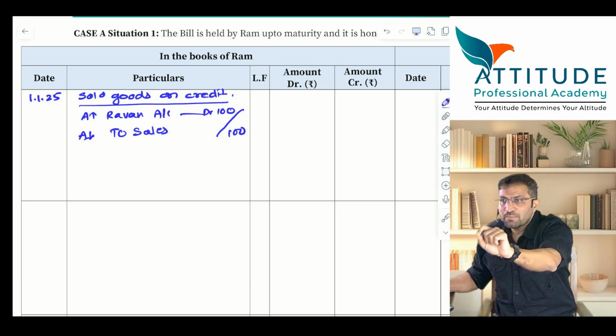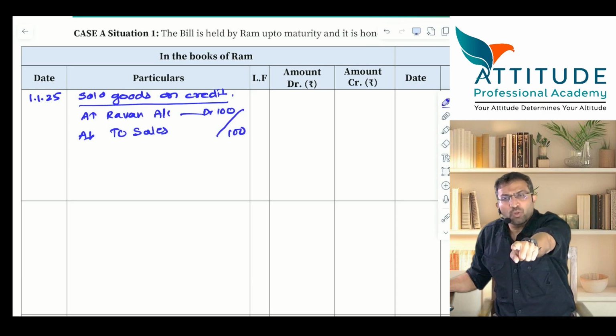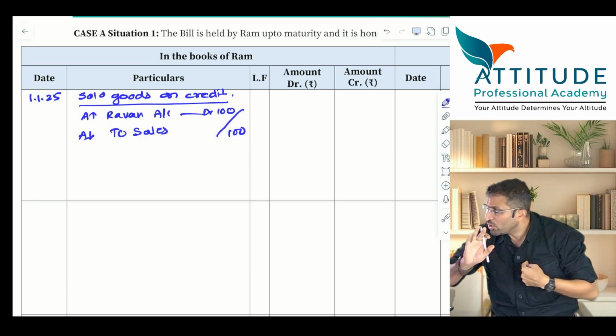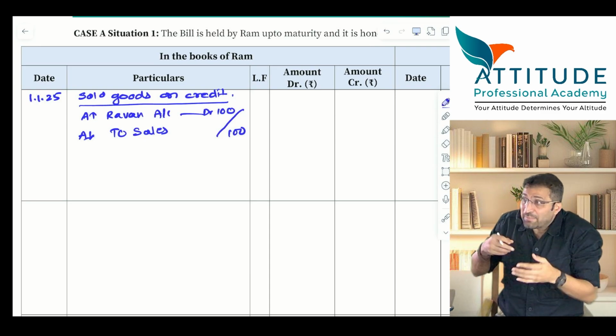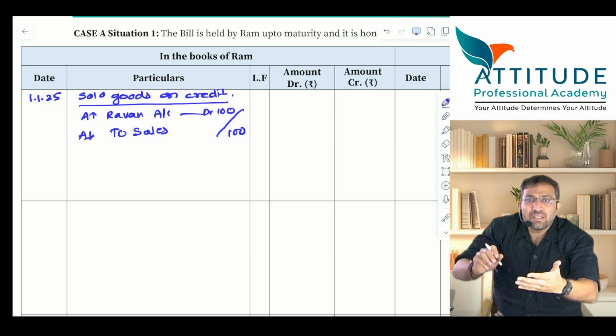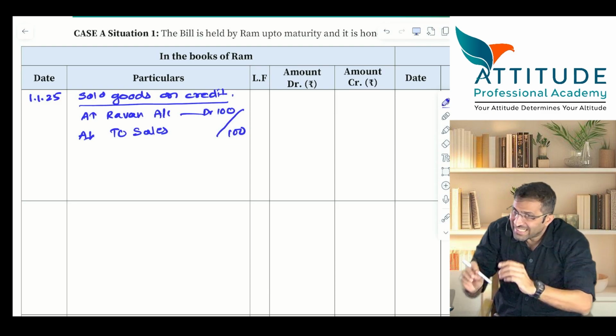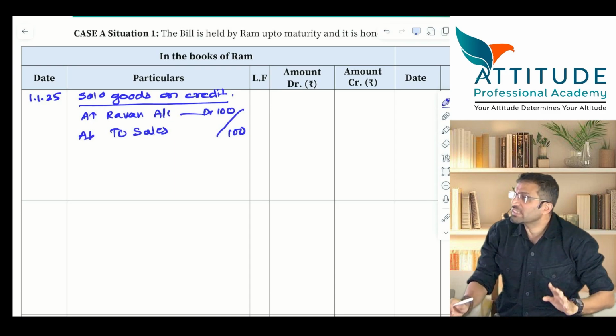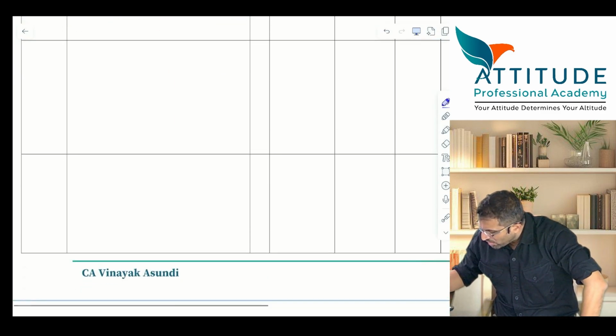Second, once you have sold the goods to me, what have you done? You have drawn a bill. You draw a bill and you send it to me. Is there any entry passed? No. I sign the bill. I am Ravan. I sign the bill and I give it back to you. Now it becomes a bill of exchange. Is that clear? So this is known as bill drawn and accepted.